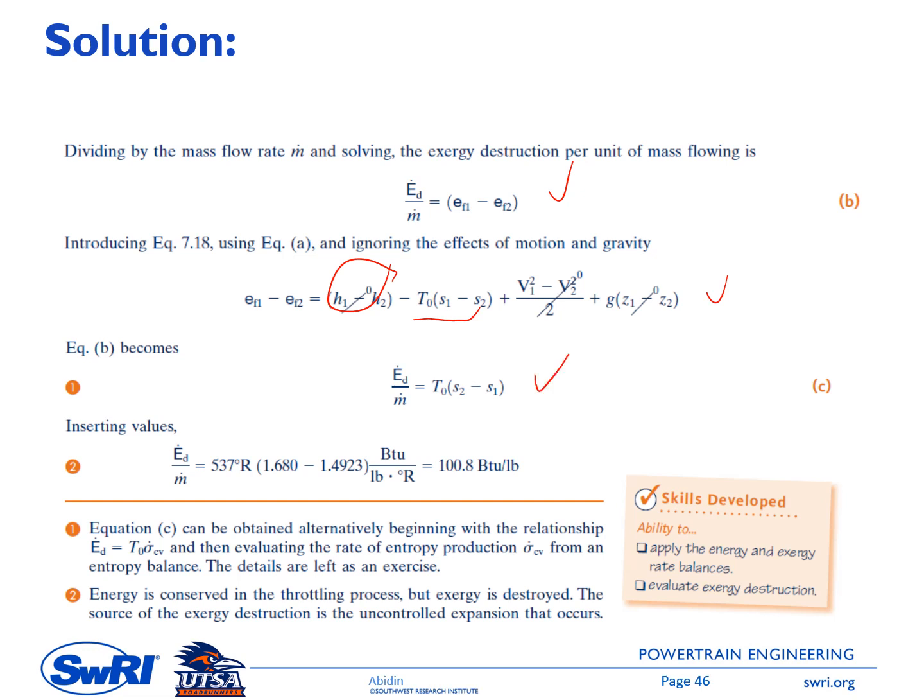You can calculate the exergy destruction as T0 times delta S. So you have 100.8 BTU per pound. You can see here that the enthalpy is constant between in and out, but we did see the exergy destruction here.